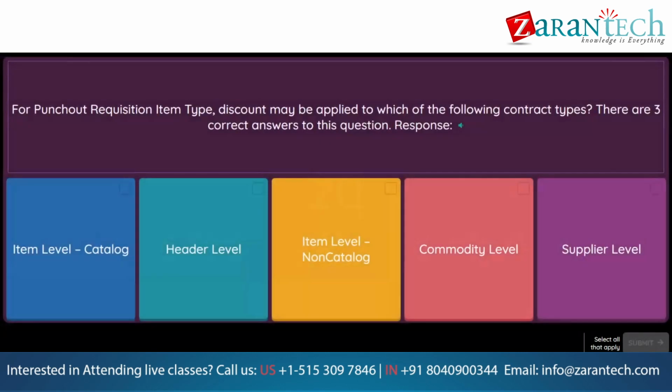Question: for punchout requisition item type, discount may be applied to which of the following contract types? There are three correct answers to this question. Response. Option 1: Item level, catalog. Option 2: Header level. Option 3: Item level, non-catalog. Option 4: Commodity level. Option 5: Supplier level.